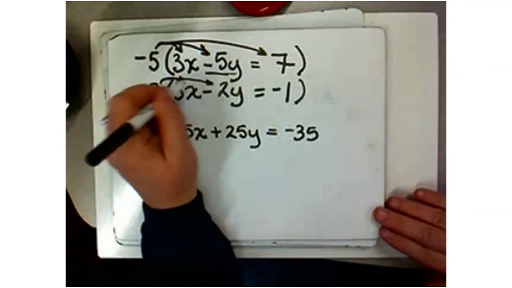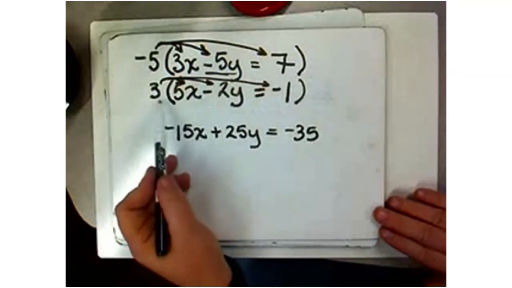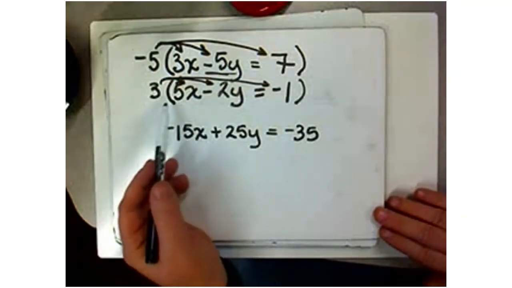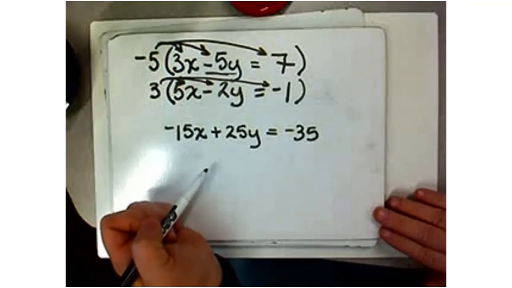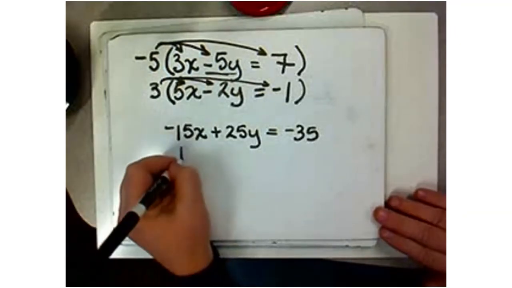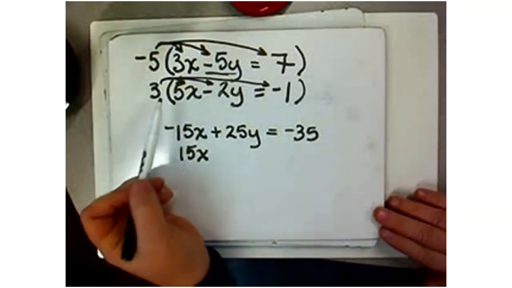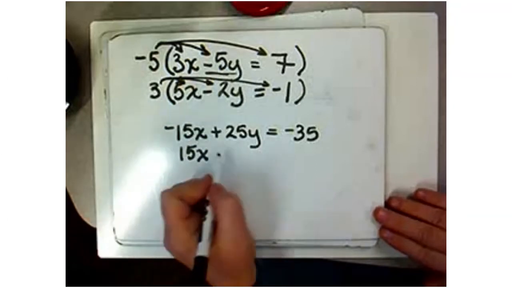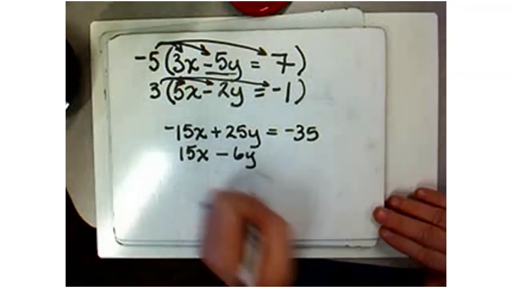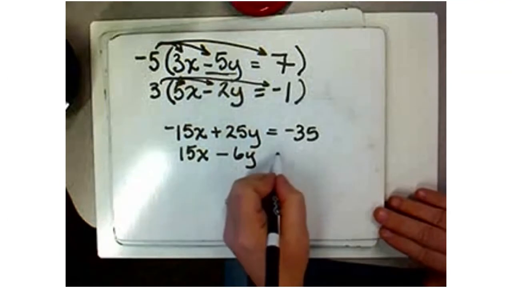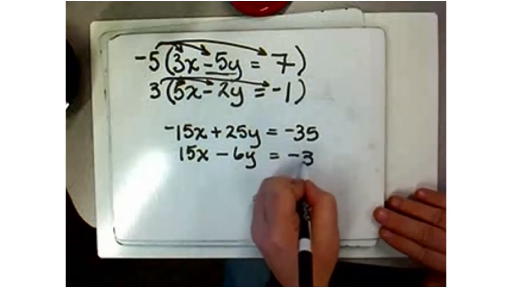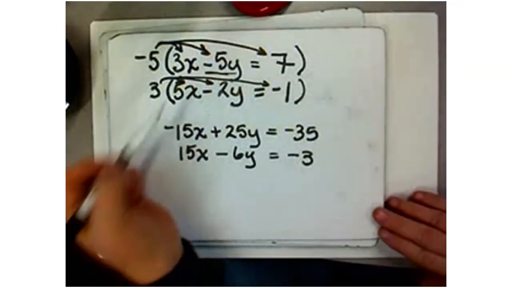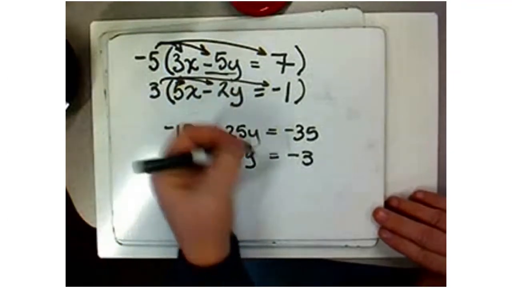We're going to use positive 3 because we figured out we wanted this to be a positive 15x to get annihilated with the negative 15x. So 3 times 5x is 15x. 3 times minus 2y is minus 6y. And 3 times negative 1 is negative 3. Did I do my math right? 15x, negative 6y, negative 3.